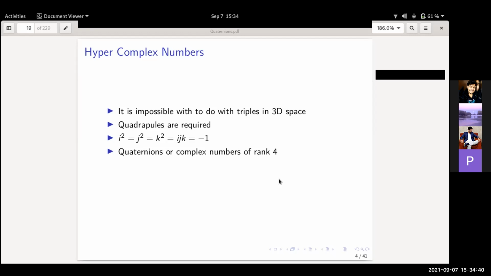It is of rank 4. Your standard complex number is rank 2 because it has only 2 degrees of freedom. They are not a field, but a non-commutative division ring. Don't worry about this name; we will answer it. Field basically means the behavior. Is it similar to real numbers? In real numbers, you have two operations. What are those two operations? The plus and the multiplication operation. They are the main operations.